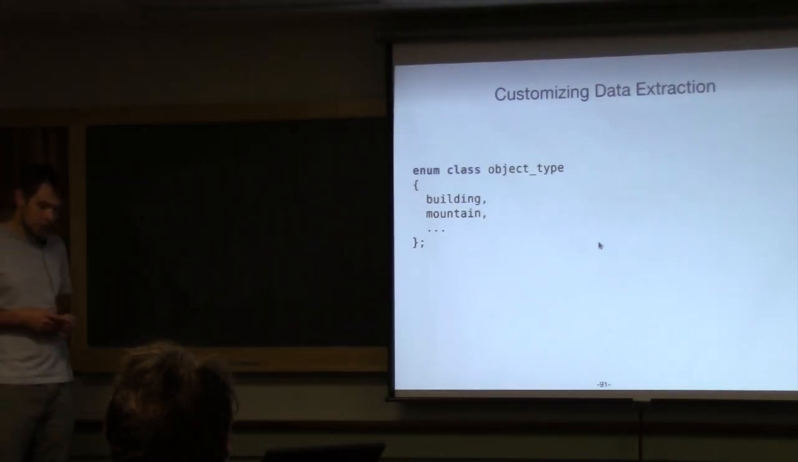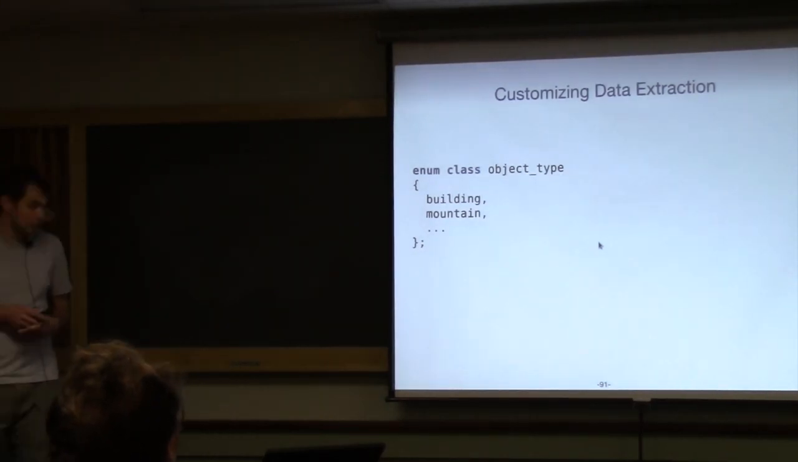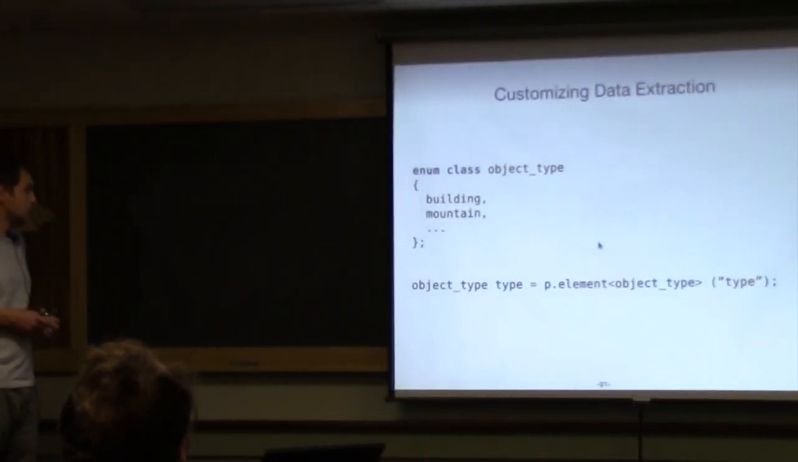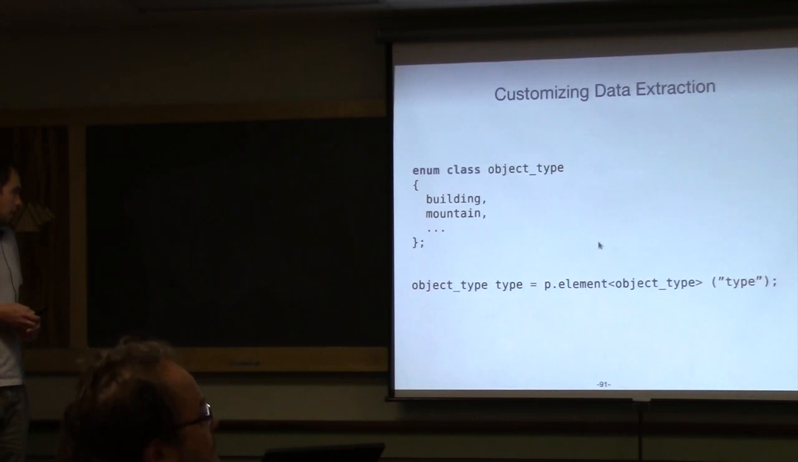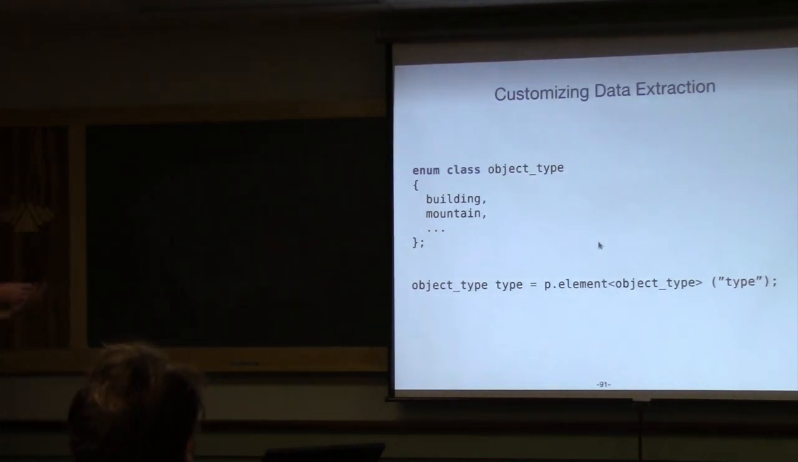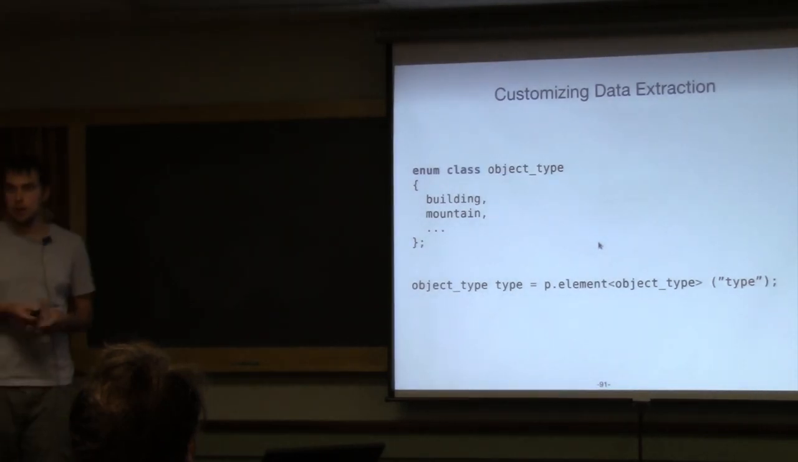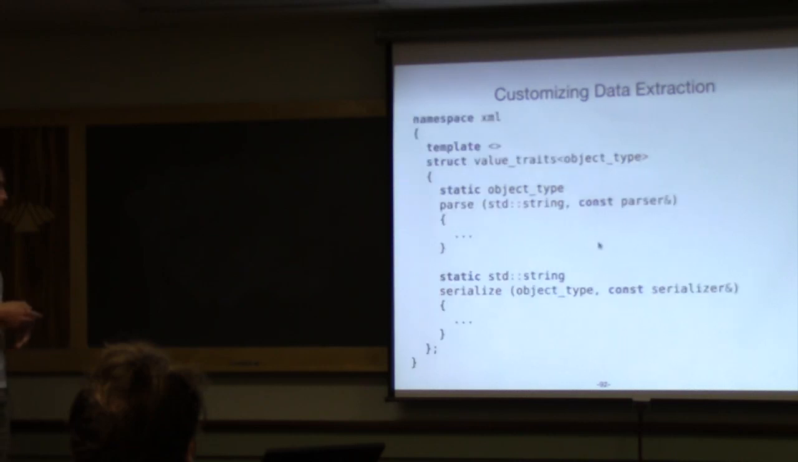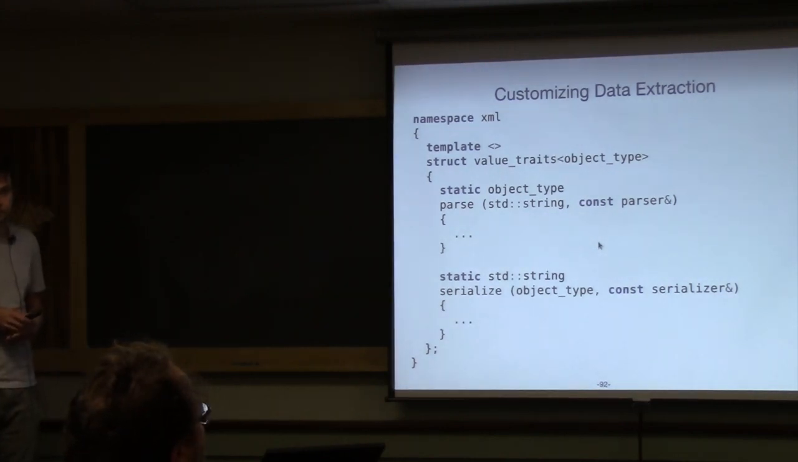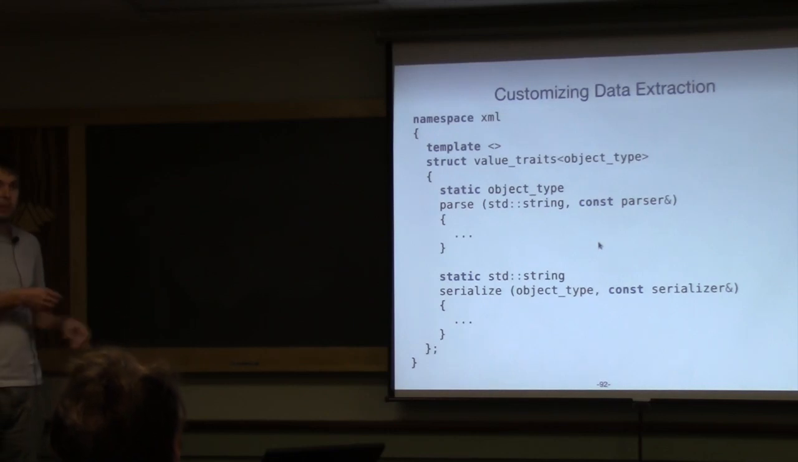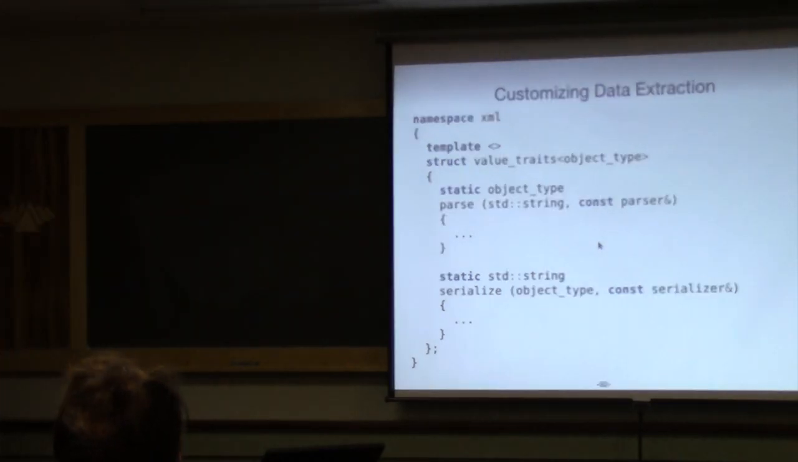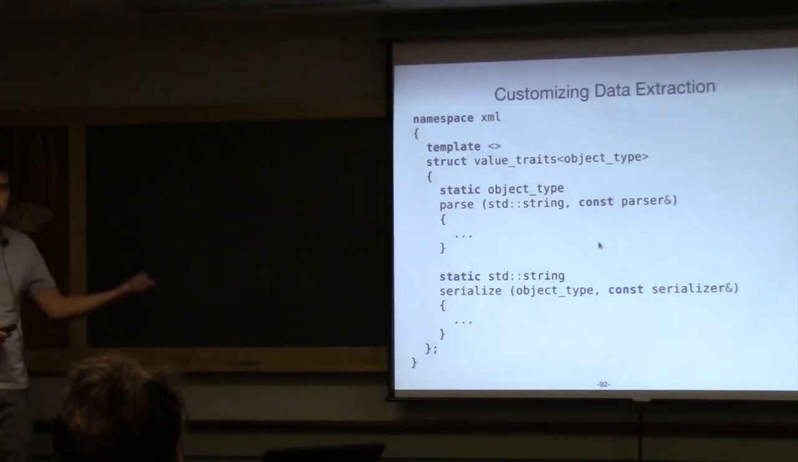How do the extraction functions do the conversion? So we write the code very similar to the name element, except here we use the extraction function, and this one compiles. The parser doesn't know how to convert the string representation to our object type, and by default it will use the IOStream extraction operator, but we can also provide XML specific conversions by specializing the value traits class template. So if you don't want to provide the IOStream operators, or if the values are different, you can go this route.